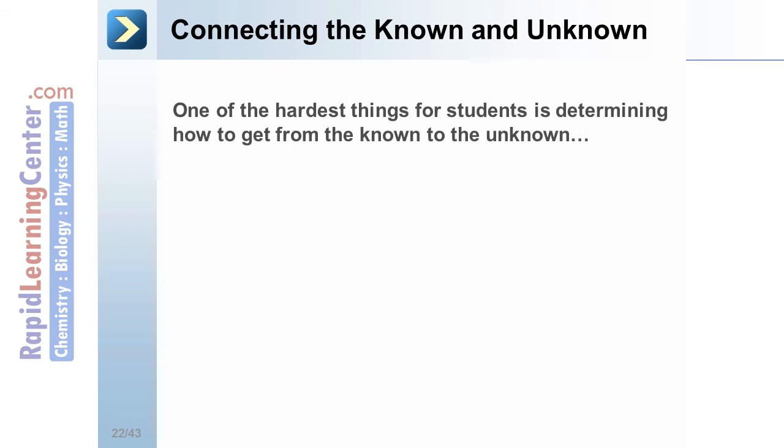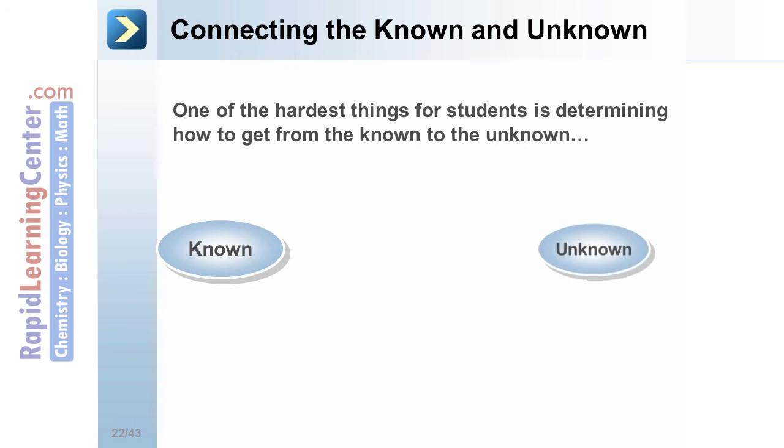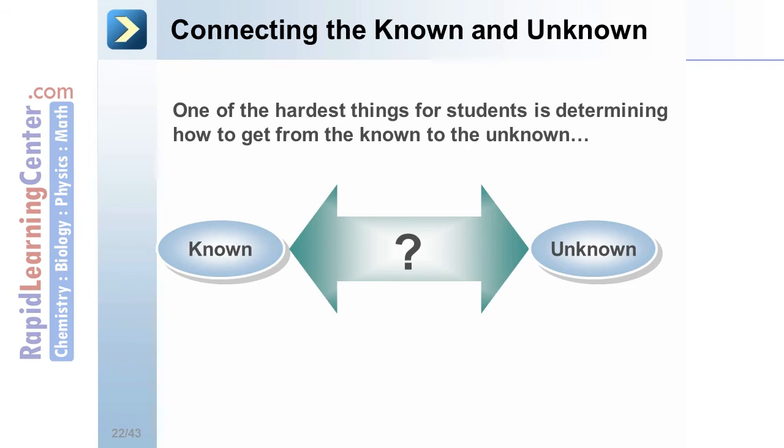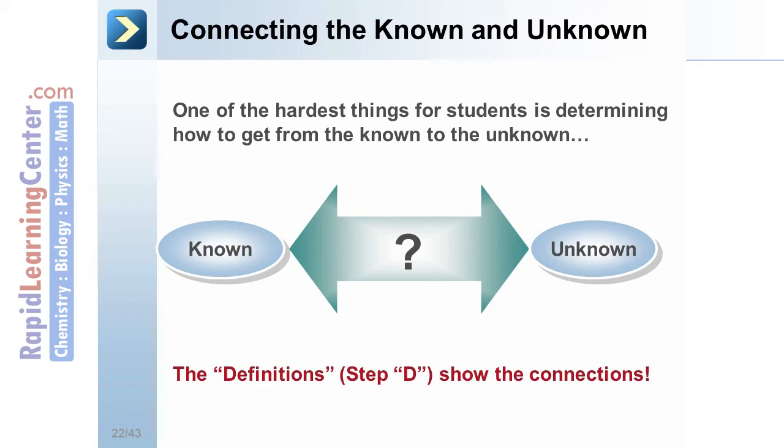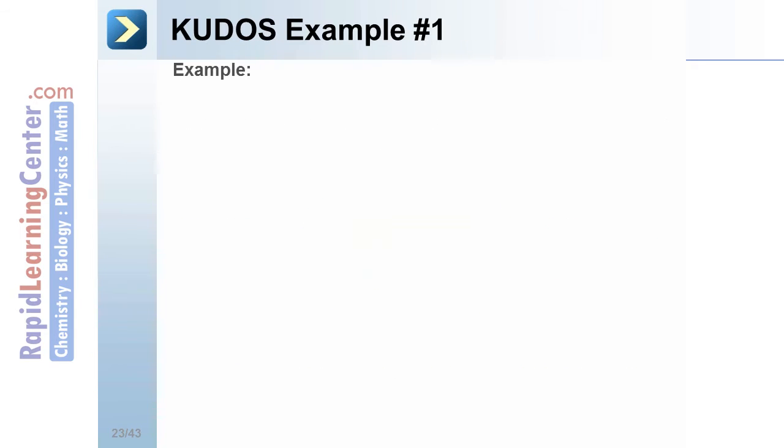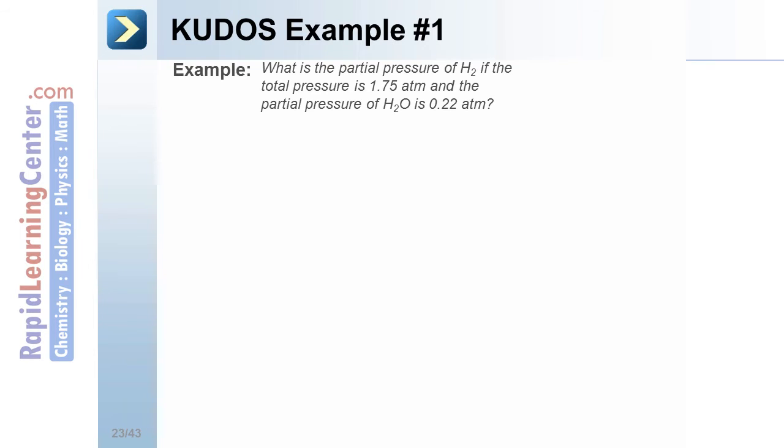The definition step connects the known and the unknown. This is often one of the hardest things for students to do. This is why the definition step is so critical. Watch an example of the KUDOS method using Dalton's law of partial pressure.